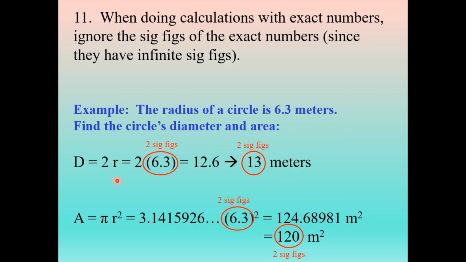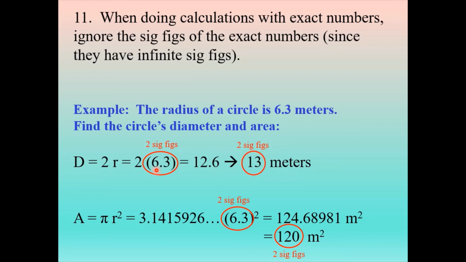All right, so when we talk about the diameter, it is twice the radius. But this 2 here looks like it might only be one sig fig. No, this 2 is an exact number because we're doubling the radius. It's precise. So we can ignore it, since it has an infinite number of significant figures. Remember, we're using the number with the least amount of sig figs. So our radius, 6.3, has 2 sig figs. So 2 times 6.3 is 12.6, and we round that to 13 because we have to have just 2 sig figs.